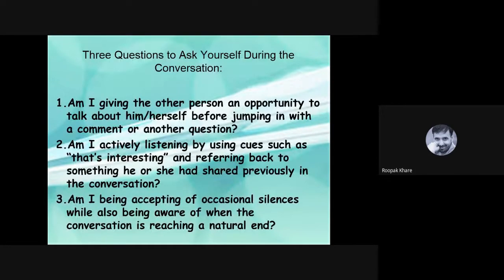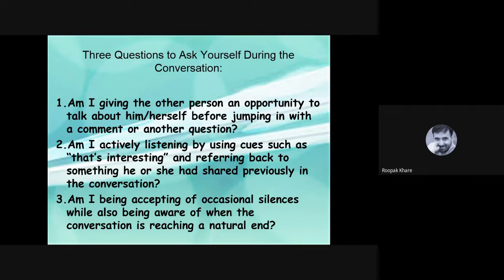You should ask a few questions to yourself during the conversation. One, am I giving the other person an opportunity to speak? Is it that I am just speaking on my own? It's only me who is speaking. Is the other person speaking? Is the other person getting an opportunity? Think about it. Two, I am actively listening by using cues such as "that's interesting." So you're responding. There is a feedback happening, right?